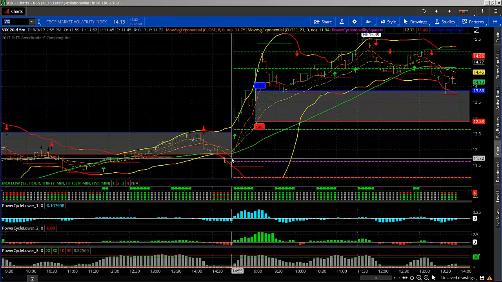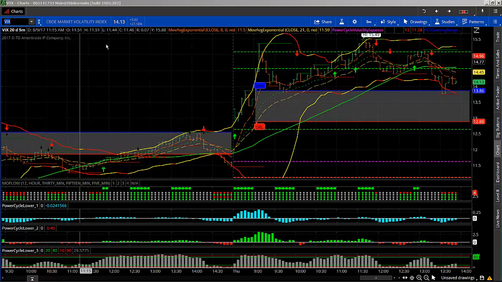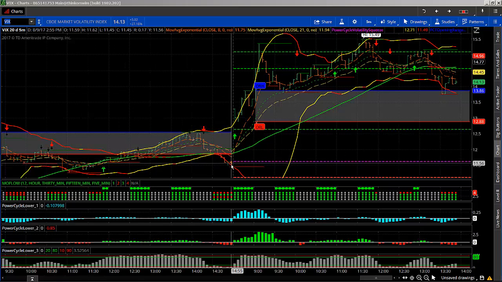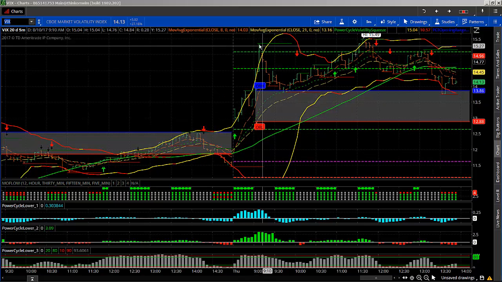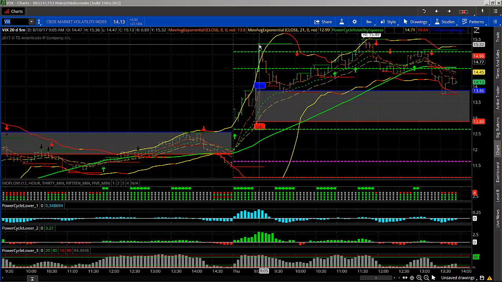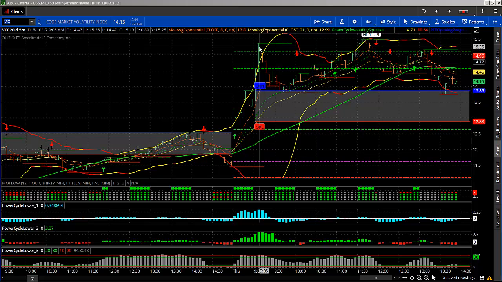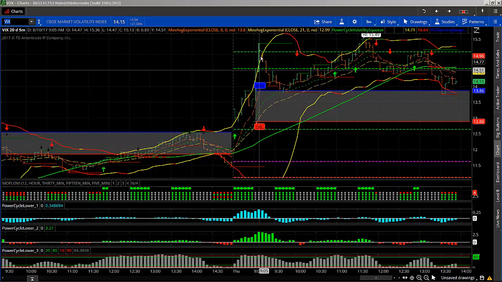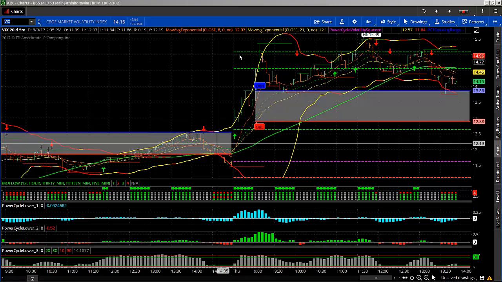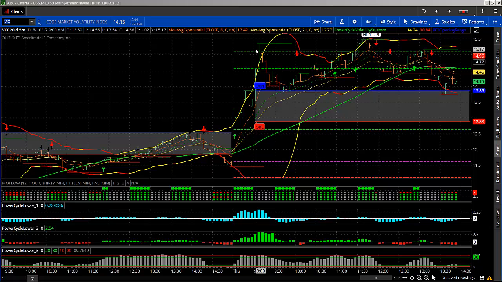Now from yesterday's close, this is the VIX, the CBOE Volatility Index. Yesterday's close, the VIX was around 11.50. And today it spiked up intraday, early in the day, to over 15. So that's a 34% spike in volatility. Based on that, you get a lot of good intraday movements.